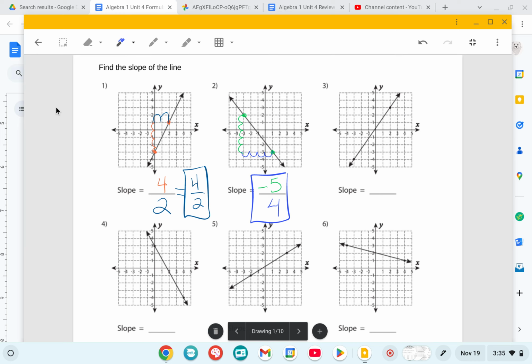That's pretty much it. You're just counting the number of spaces from one point to the next point, always moving from left to right. And remember that the up or down part of the slope is what tells you whether it's positive or negative in our answer. Also, you should be able to tell just by looking, like we talked about in class.